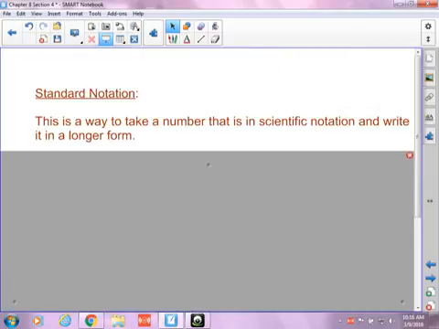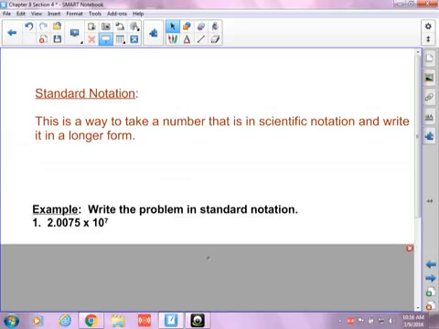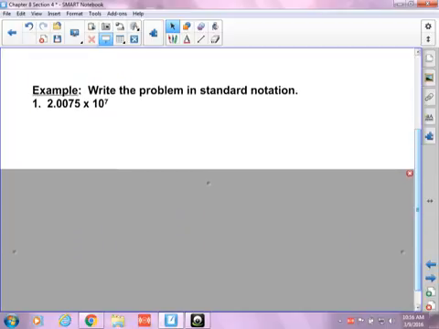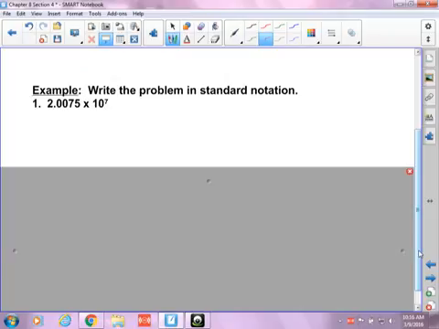Standard notation. It's just a way to write a number that's in scientific notation in a longer form. So let's take a look at this first problem. Okay, it's in scientific notation, isn't it? So I'm going to take this decimal, and because it's a positive 7, I'm going to move it to the right, because I'm going to make it bigger. Because if it's positive, it's going to get bigger. So I write 2.0075, and I do my loopy things. So 1, 2, 3, 4, 5, 6, 7.